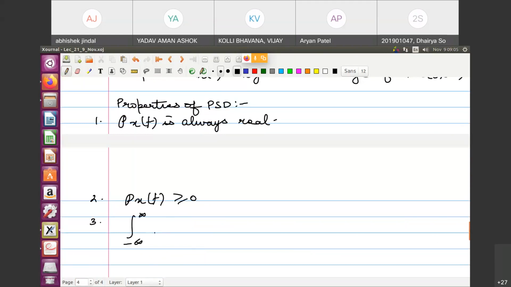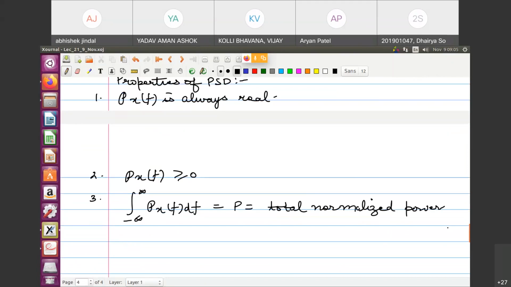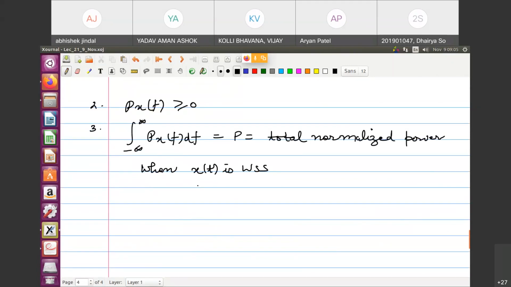Third, the integral from minus infinity to infinity of Px f df will be equal to P, which is the total normalized power. Normalized simply means that the value of resistance R is 1. When x of t is wide-sense stationary, the integral is equal to P, which is equal to the expectation of x squared, which is equal to Rx 0. Now I have not written t here because we have assumed the process is wide-sense stationary and this would be independent of time. And this is nothing but the value which the autocorrelation function takes at 0, that is, a shift tau of 0.